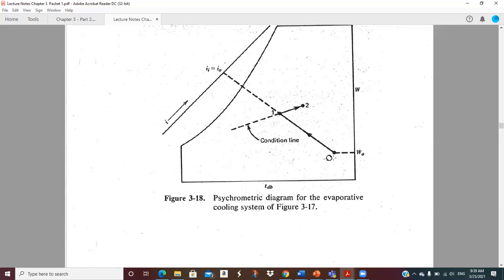And then here's our outside air condition, whatever it is, it could change. But anyway, you put a dot on the psych chart.